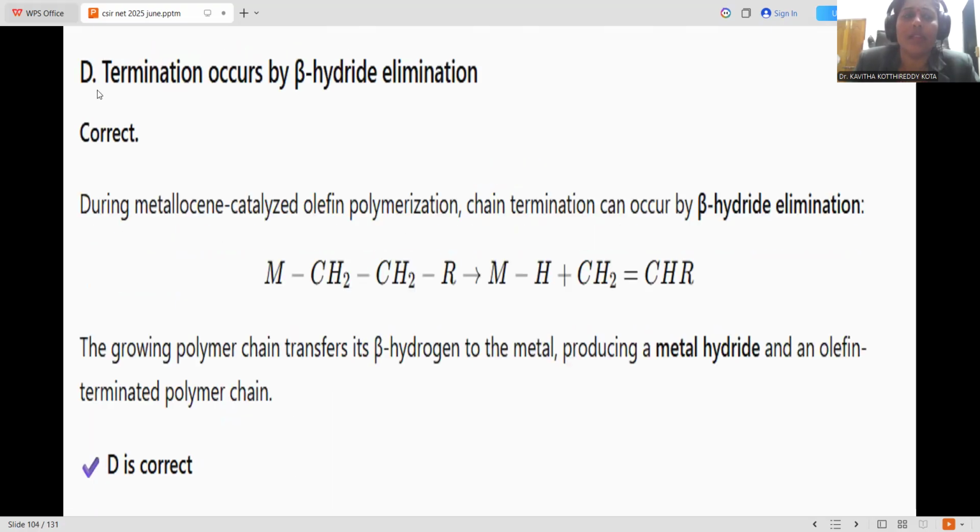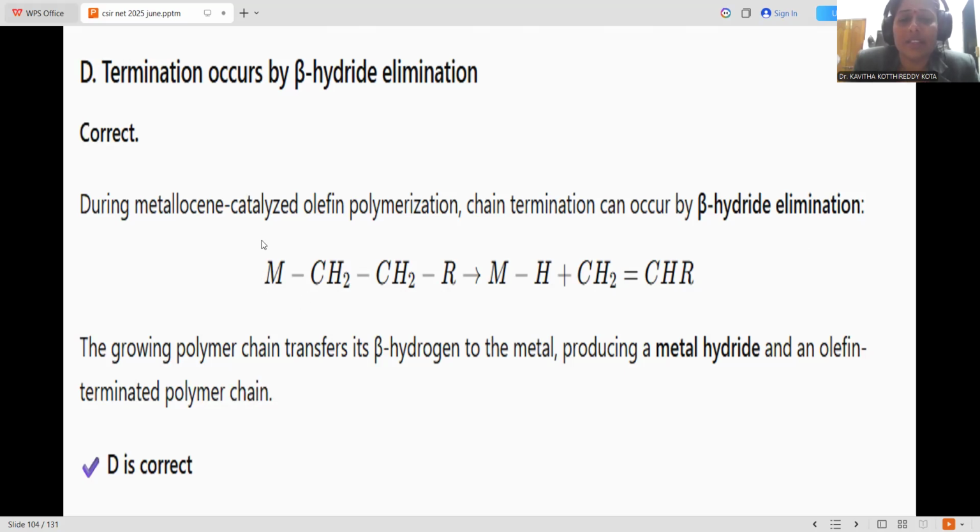Let me go with option number D. Termination occurs by beta hydride elimination. Beta hydride elimination always gives rise to a kind of olefinic compound. A double bonded compound will be originated. So here during the metallocene catalyzed olefin polymerization, chain termination occurs by beta hydride elimination.